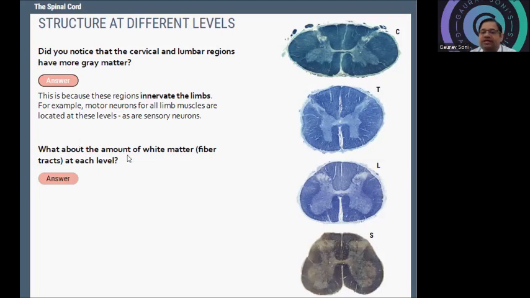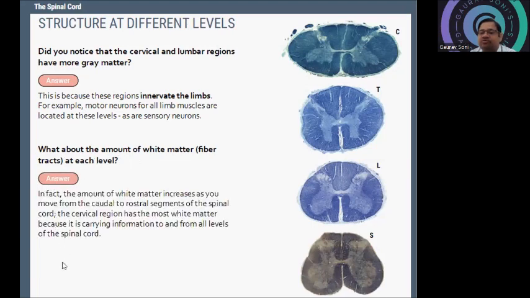Then the amount of white matter increases as you move from the caudal to the rostral segment of the spinal cord. The cervical region has most of the white matter because it carries information to and from all the levels of the spinal cord to the next further level. So you should understand there are some differences in the different cross-sectional regions in white matter and gray matter, and the reason is also given in this particular slide.